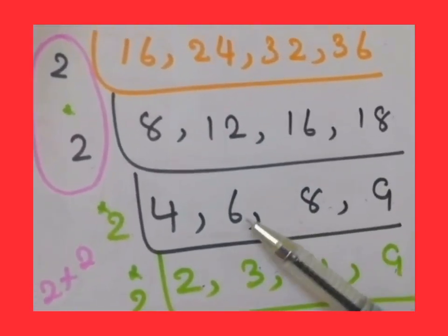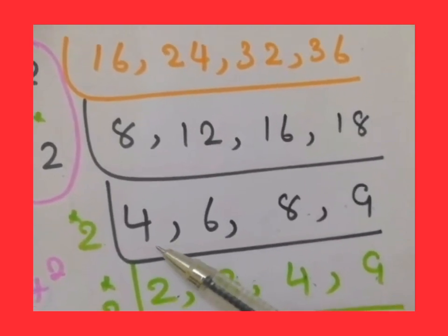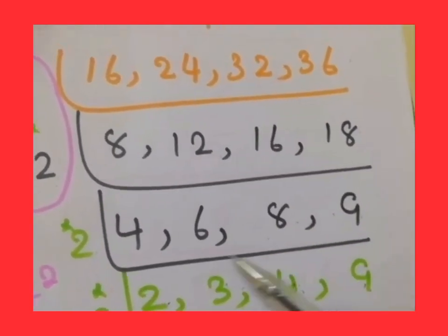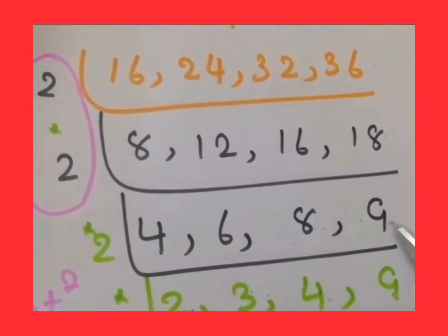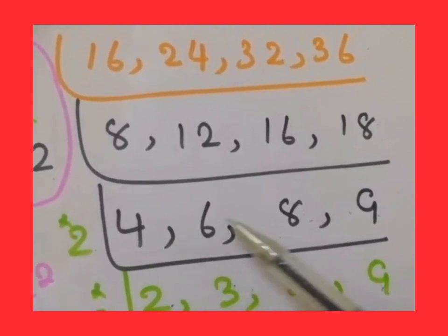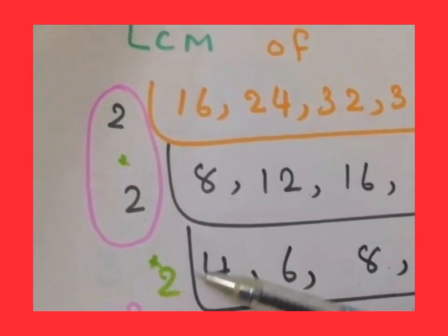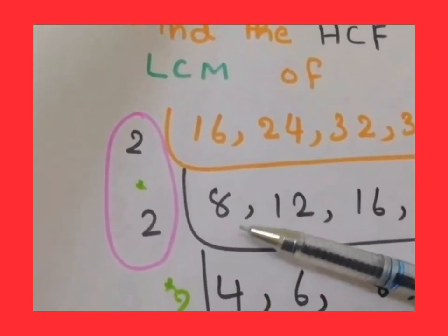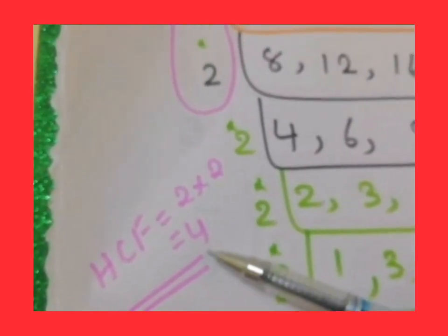Then the third step is very important. Here in the third step, the numbers are 4, 6, 8 and 9. There is no common factor for all these 4 numbers, though there is a common factor for 4, 6 and 8. So you cannot consider this step for finding the HCF. For the HCF, you need to stop at the second step. So the HCF is equal to 2 into 2, which is equal to 4.